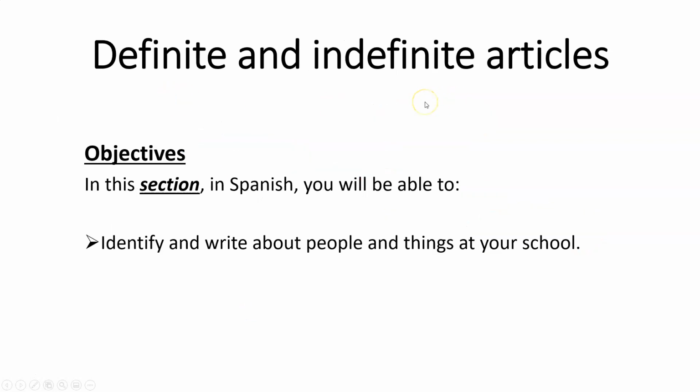Definite and indefinite articles, all right, new grammar section. In this section in Spanish, you'll be able to identify and write about people and things at your school. Make sure you write this down. If you need to, pause the video, write this new section, and then we're going to get into the new notes.